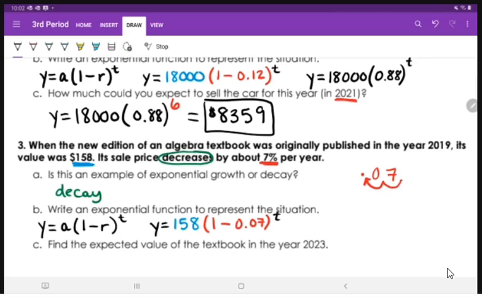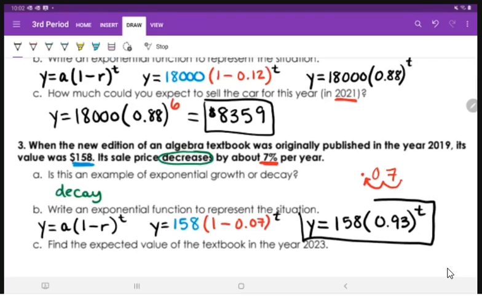So this is an answer. This is a correct answer, and this might be one of your answer choices if you were doing multiple choice. Or maybe the answer choices are a little more simplified. So let's simplify this just to take a look at it. If we simplify the 1 minus 0.07 inside those parentheses, you end up with 0.93. And you can use your calculator to do that, or some people can do it in their head.